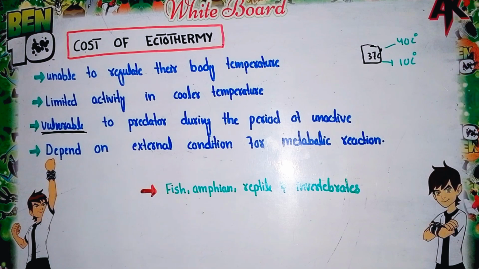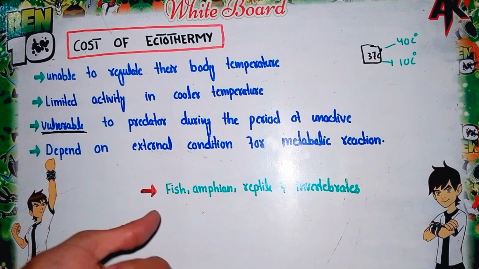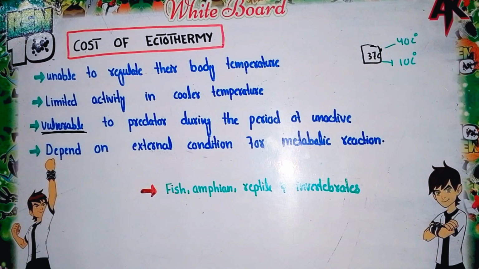So here are the examples of ectothermy: fish, amphibians, reptiles, and invertebrates. This is the example of ectothermy. So this is overall about the cost and benefit of ectothermy.